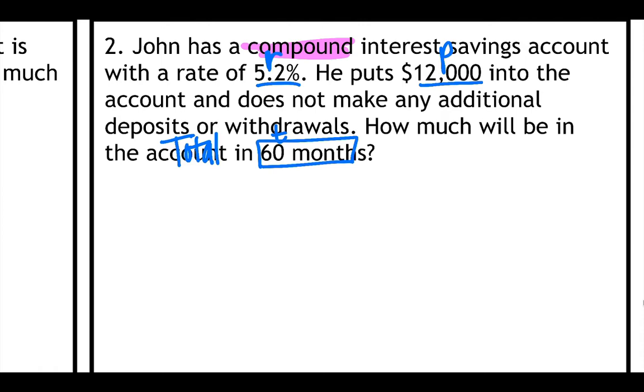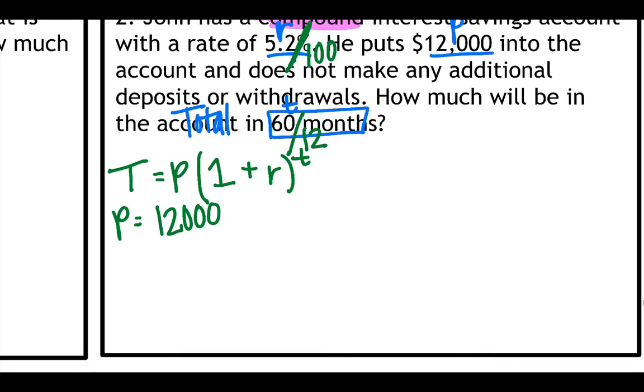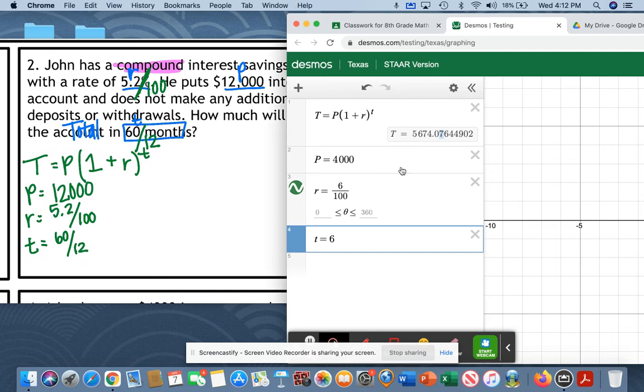Okay, I'm going to put this over 12. And I'm also going to put this rate over 100. Okay, so let's go ahead and write our formula. I'm going to change the A to a T. T equals P, parentheses, 1 plus R, to the T power. Then we write P equals $12,000, R equals 5.2 over 100, and T equals 60 over 12. That's 5, but I'm going to plug it in as 60 over 12.